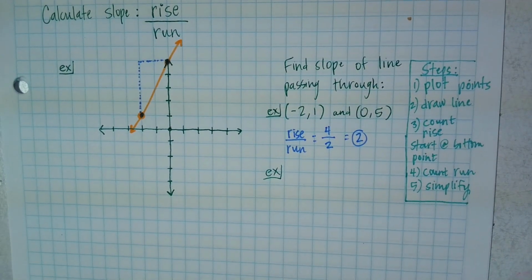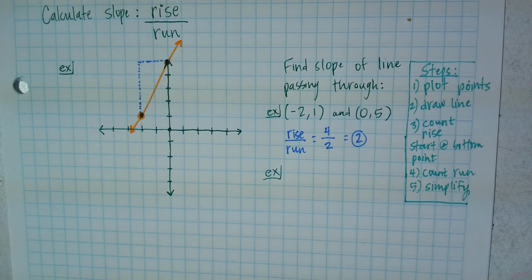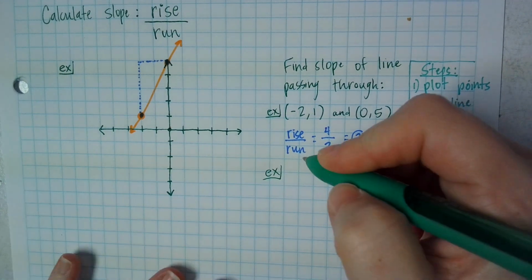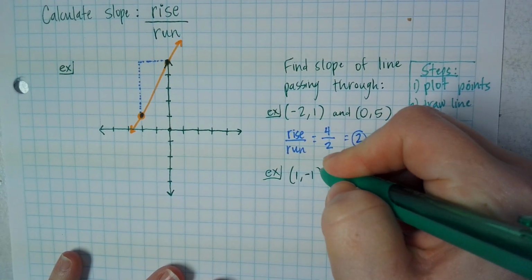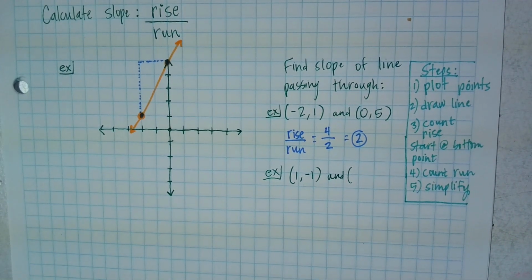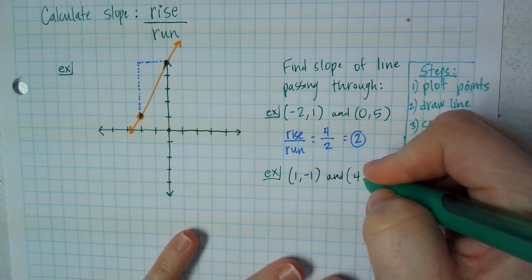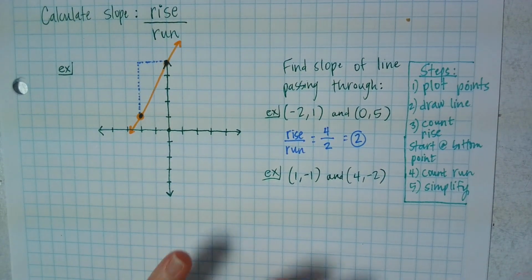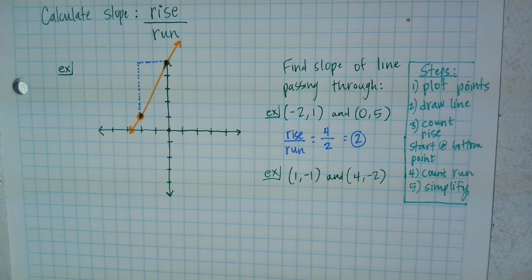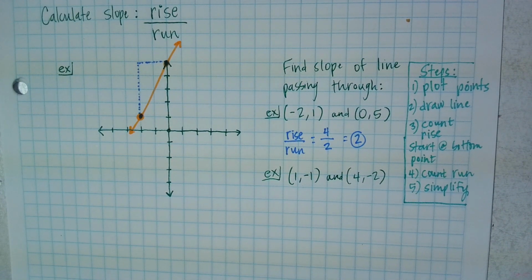Let me find some other points in other quadrants. Here we go. Let's do 1, -1, and 4, -2. So you see, if you struggled to plot points from yesterday, this would be very difficult because then you would struggle to do the very first step. So, very important that you learned what you're supposed to yesterday.